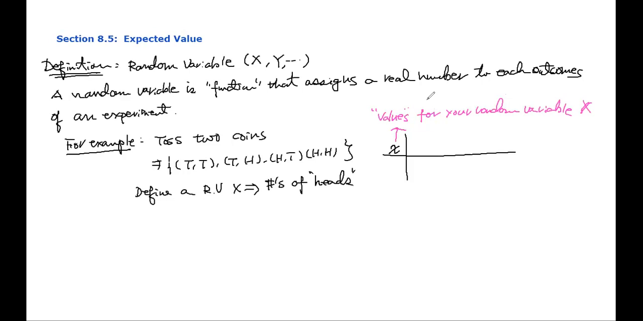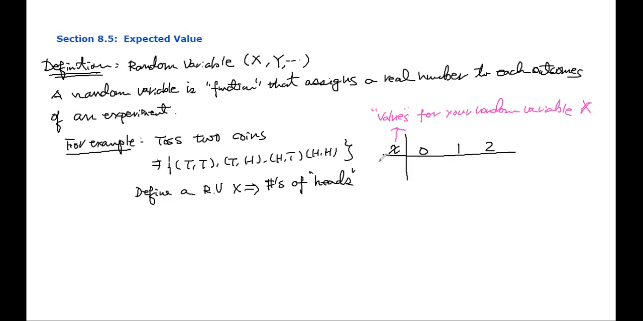The purpose here is that you assign each outcome a number instead of listing elements. For the first one, if you have tail tail, your x value will be 0. Then for tail head and head tail, both have one head, so you put a 1 here. For the last one, head head, you have 2 heads, so you put a 2. That's how you define a random variable.